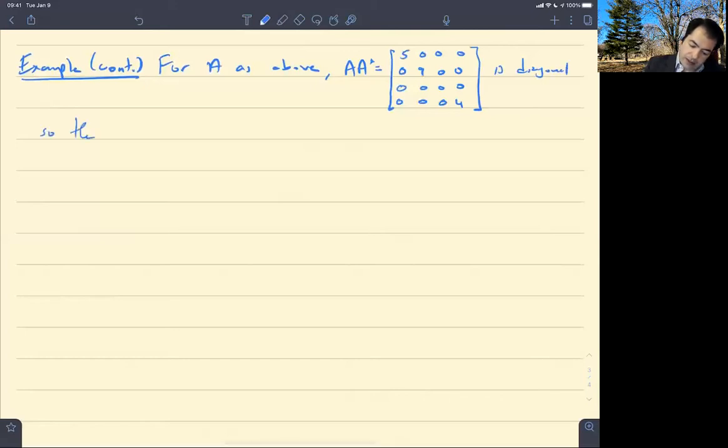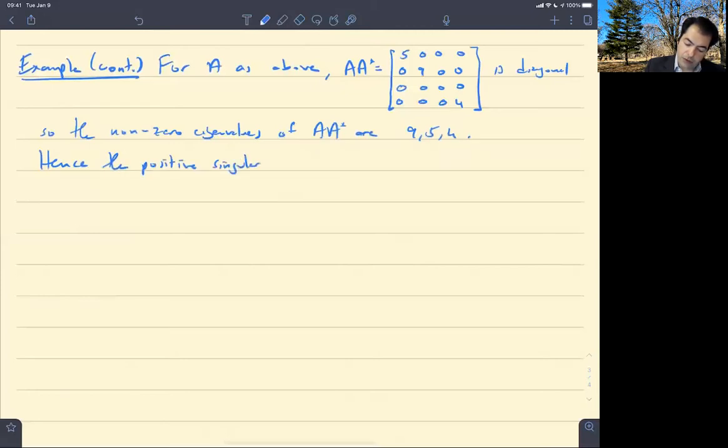But because this is diagonal, the non-zero eigenvalues of A A star are, let's put them in decreasing order, 9, 5, 4. Hence the positive singular values of A are, well, the square roots: 3, square root of 5, and 2.